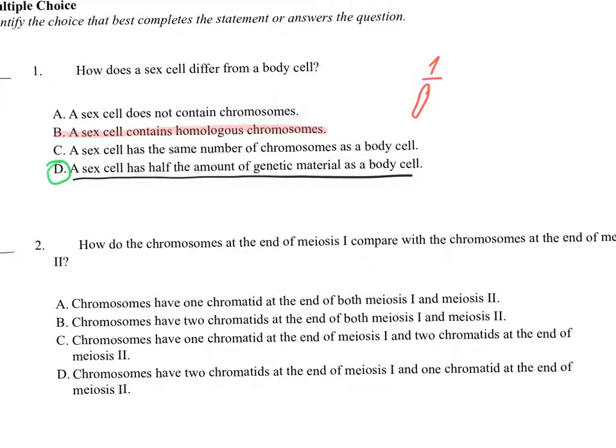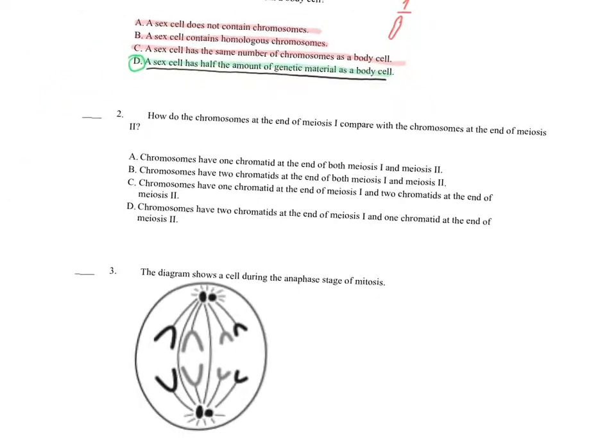We know that the answer, the sex cell does not contain chromosomes, that's ridiculous. That's not a possibility, right? A sex cell has the same number of chromosomes as a body cell. No, because if you said D, then I don't know how you could choose anything else, right? So the answer is correct. It is D, and let's move on. I hope you understand that, right?